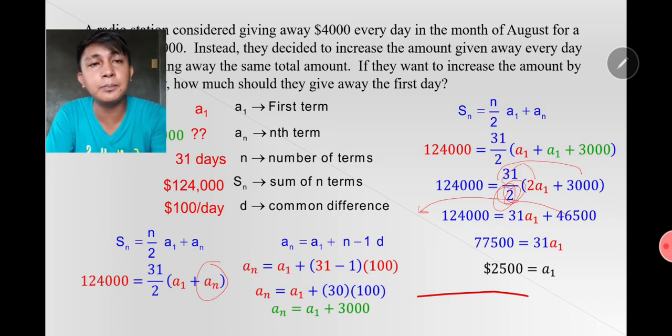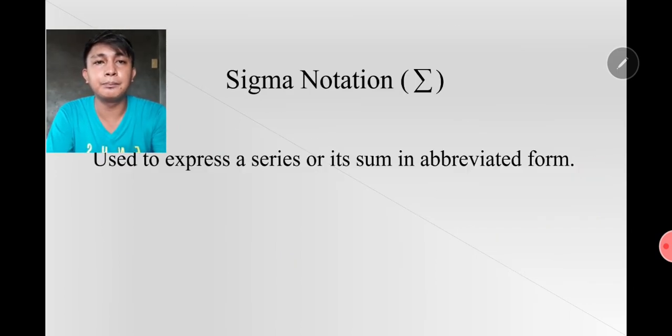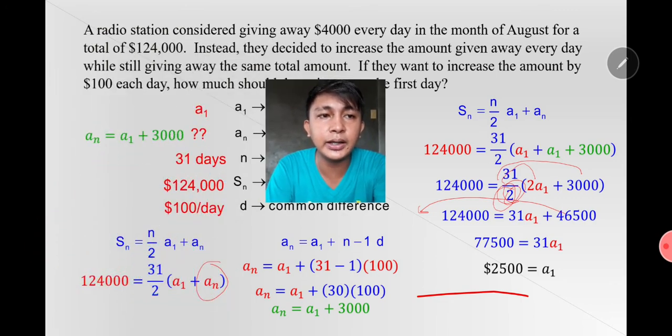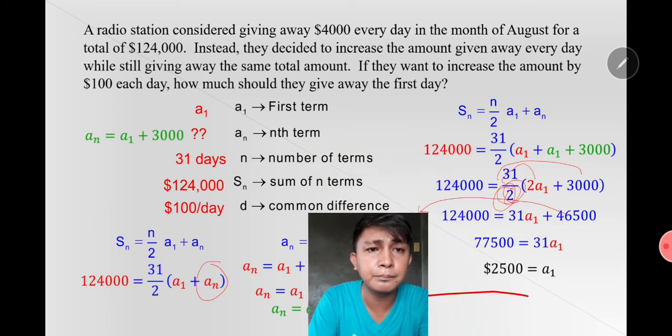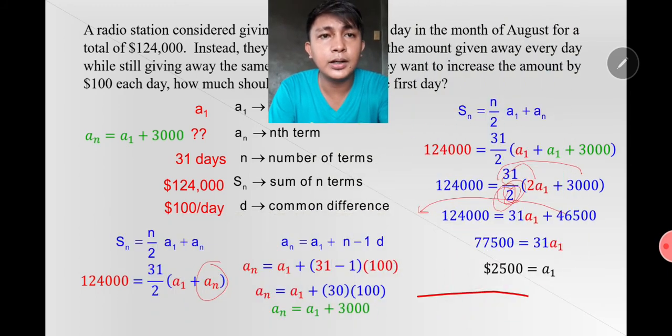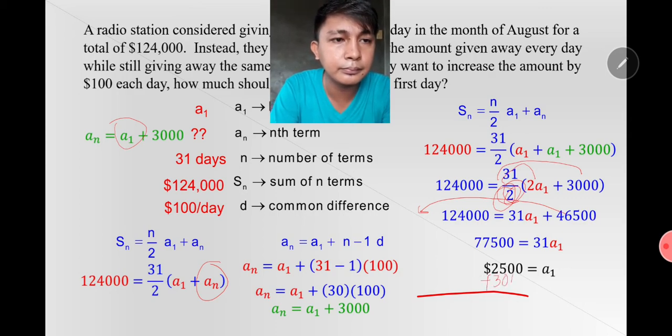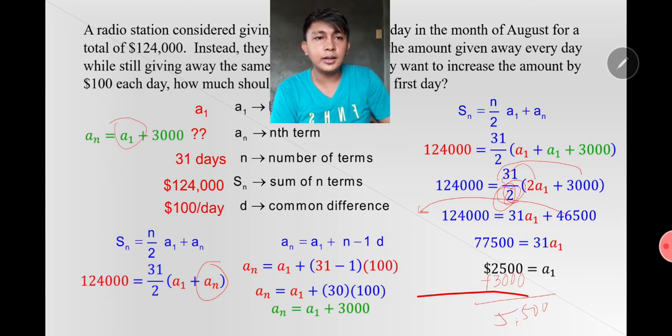Medyo matrabaho talaga kapag word problem. So the first term is 2,500 and the last term is, kapag i-add na natin si last term, we have the first term 2,500 plus 3,000. We have 5,500. Yung ating nth term.